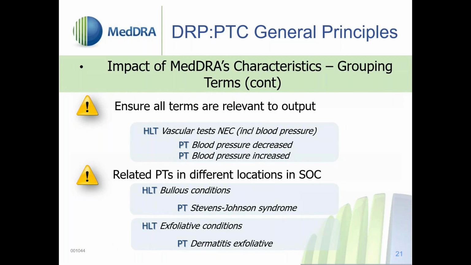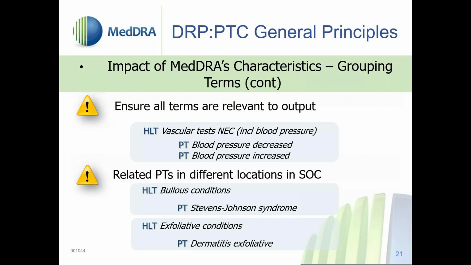If you would look a little bit more carefully, you would see under that HLT, you have the PT blood pressure increased, which we are looking for, but also the PT blood pressure decreased. So it's going into both directions. So using the full HLT for your search would produce a lot of irrelevant cases. So always make sure, if you want to take a higher level term as the basis for your query, that all the PTs below that term really match the question you're trying to address.